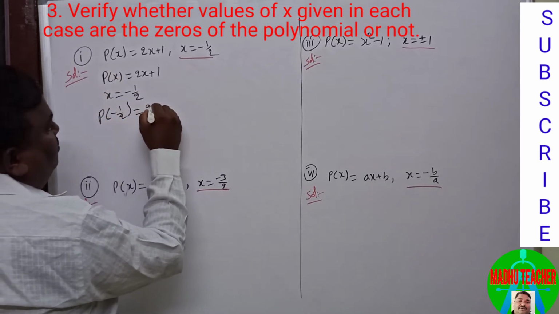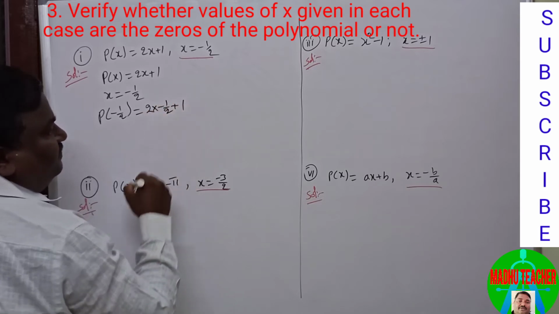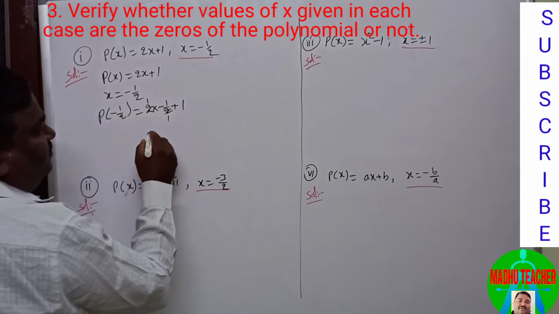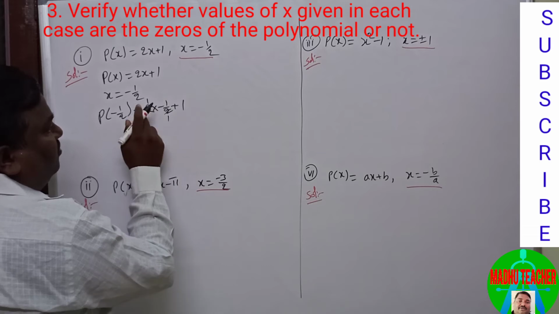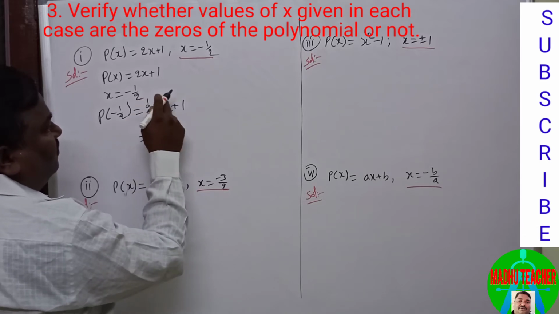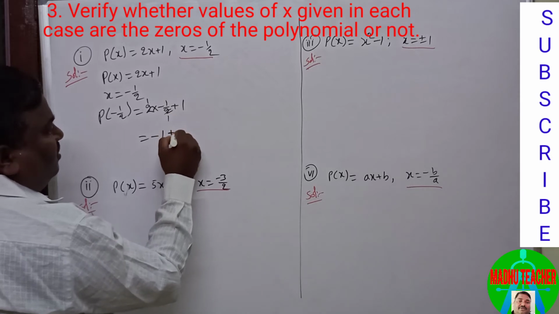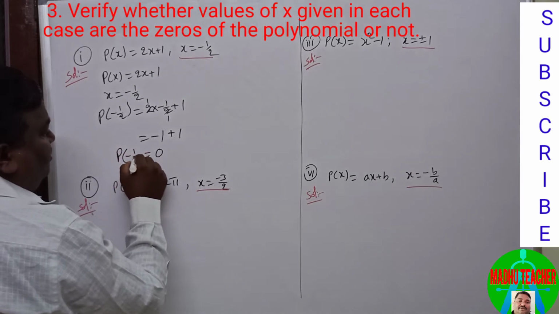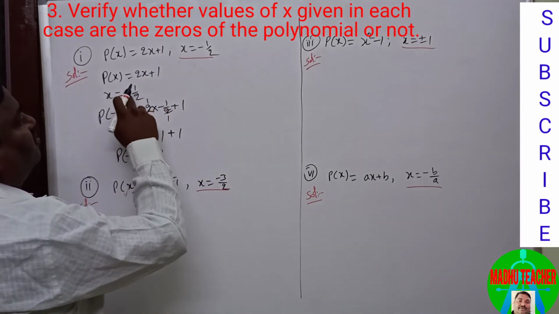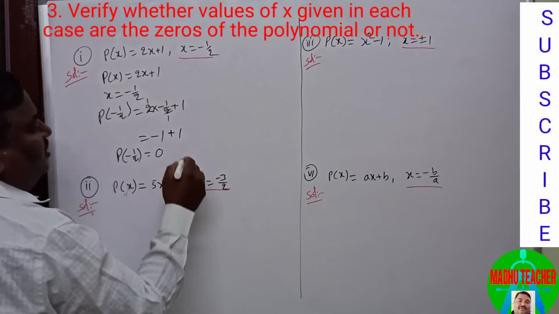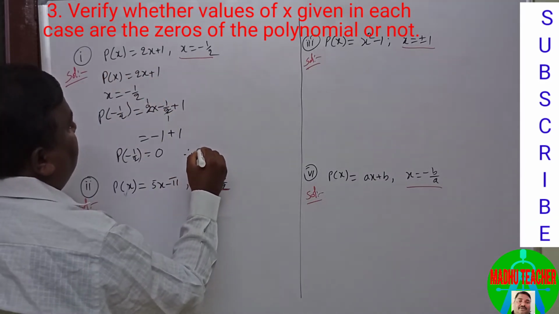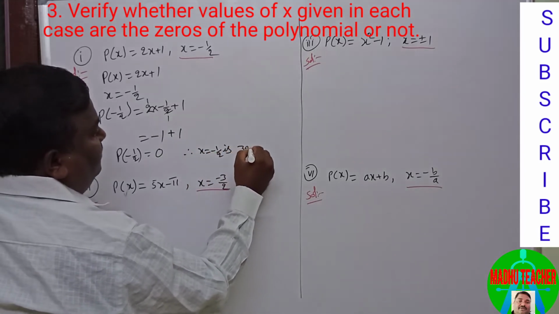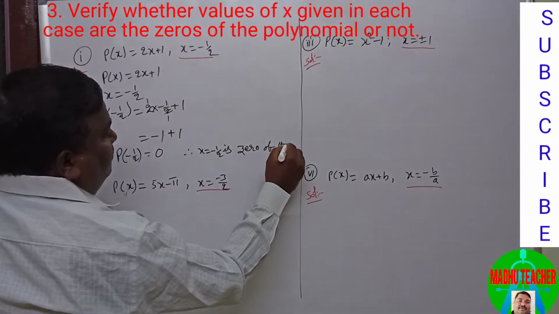That equals 2 into minus 1 by 2 plus 1. 2 into x is minus 1 by 2. So that equals 1 into 1. Plus into minus is minus, 1 into 1 is 1. 1 by 1 is 1, plus 1, minus 1. 1 minus 1 is 0. P of minus 1 by 2 equal to 0. Therefore, minus 1 by 2 is the 0 of this polynomial. Therefore x equal to minus 1 by 2 is 0 of the polynomial.